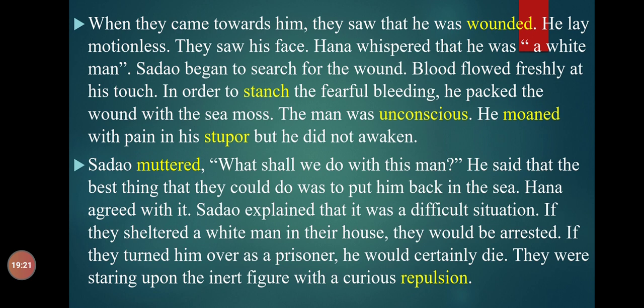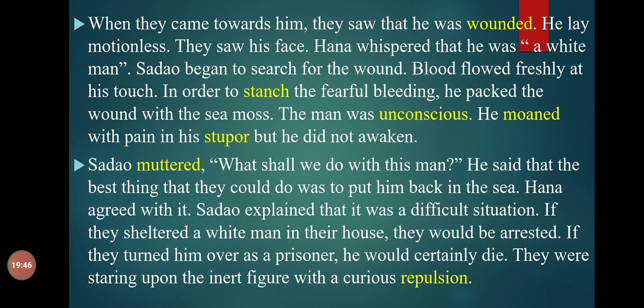Sadao muttered, "What shall we do with this man?" He said that the best thing they could do was to put him back in the sea. Hana agreed. Sadao explained that it was a difficult situation. If they sheltered a white man in their house, they would be arrested. If they turned him over as a prisoner, he would certainly die. They were staring upon the inert figure with a curious repulsion.